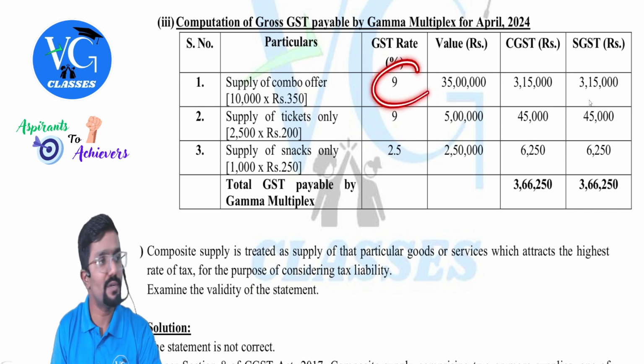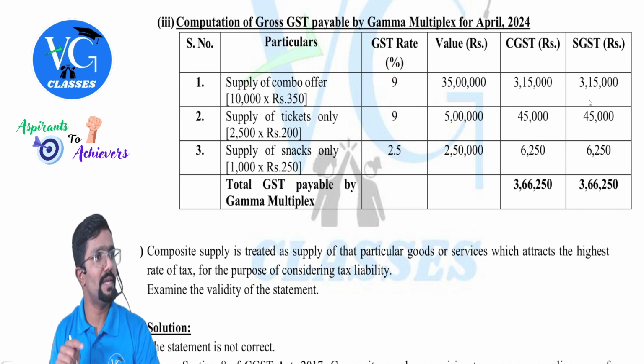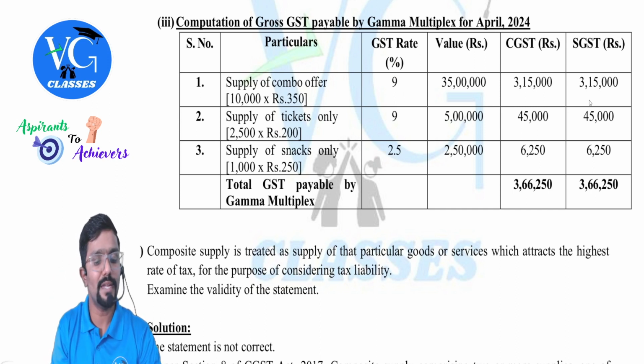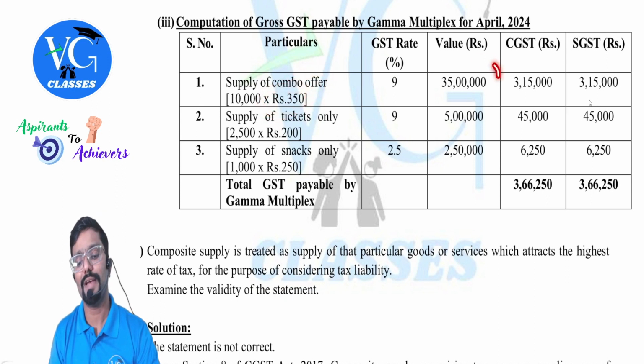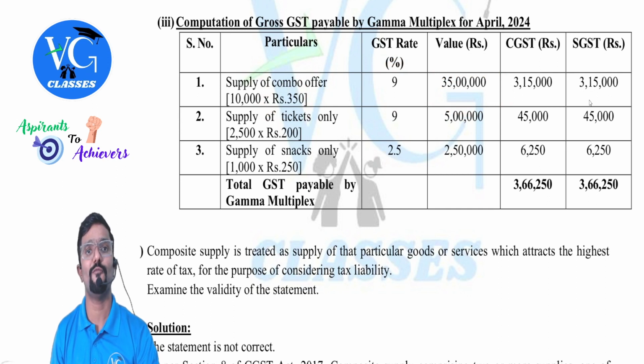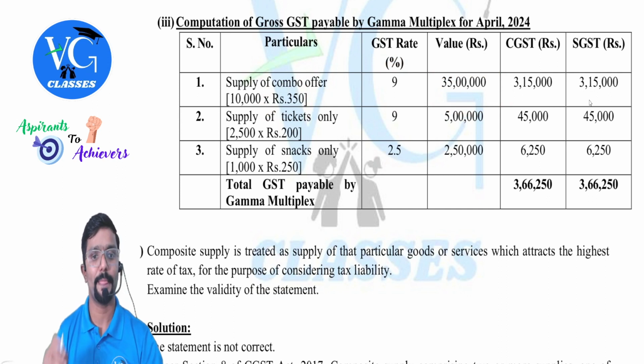And hope you guys understood this 9%, why. Is it a composite supply? Yes. Which is principal? Ticket. For ticket, what is the rate? 9%. On entire 35 lakh, should we charge 9%? Yes. So the total value is 35 lakh. On that, we charged 9%, the rate applicable for principal supply.